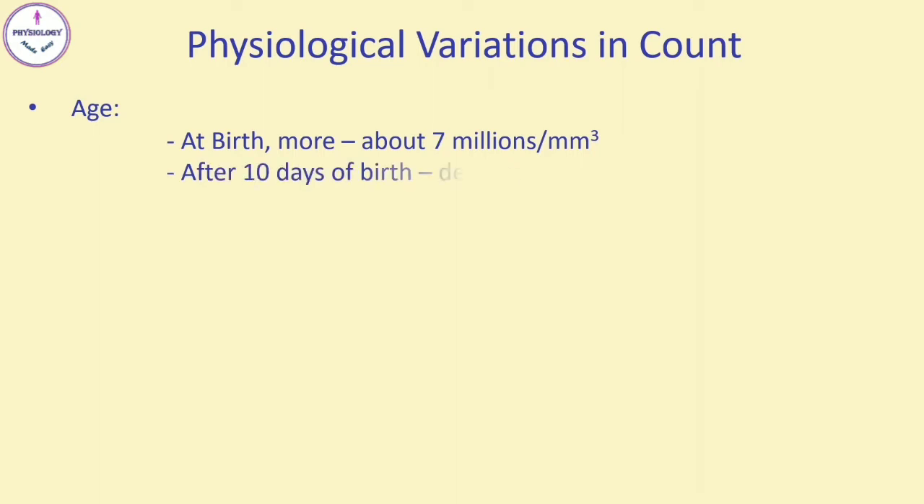Next are the physiological variations in RBC count. First one is age. At birth, RBC count is about 7 millions per mm cube. After about 10 days of birth, the count decreases due to destruction of RBCs. This is the cause of physiological jaundice of newborn. In infants, RBC count is slightly more than in adults.